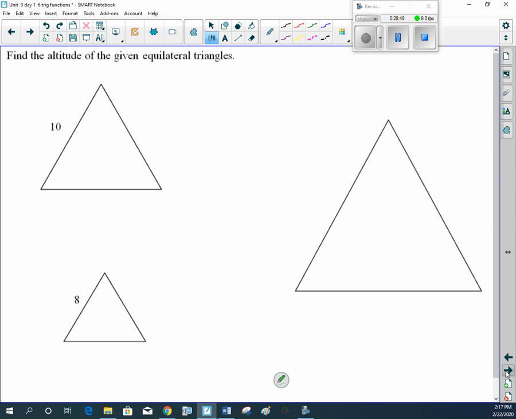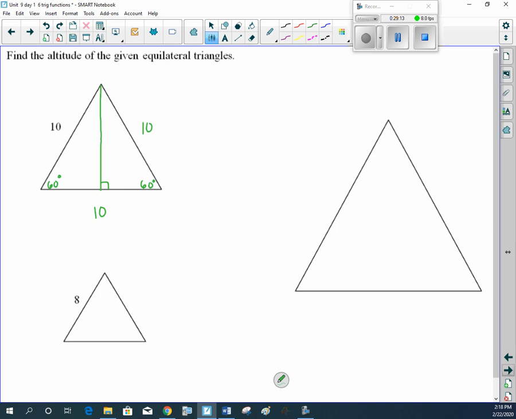It has to do with triangles. So this is an equilateral triangle. So it says find the altitude. So now an altitude is perpendicular. You go from one vertex perpendicular to the base. Now in an equilateral triangle, these angles are all 60, 60, and the sides are all the same.